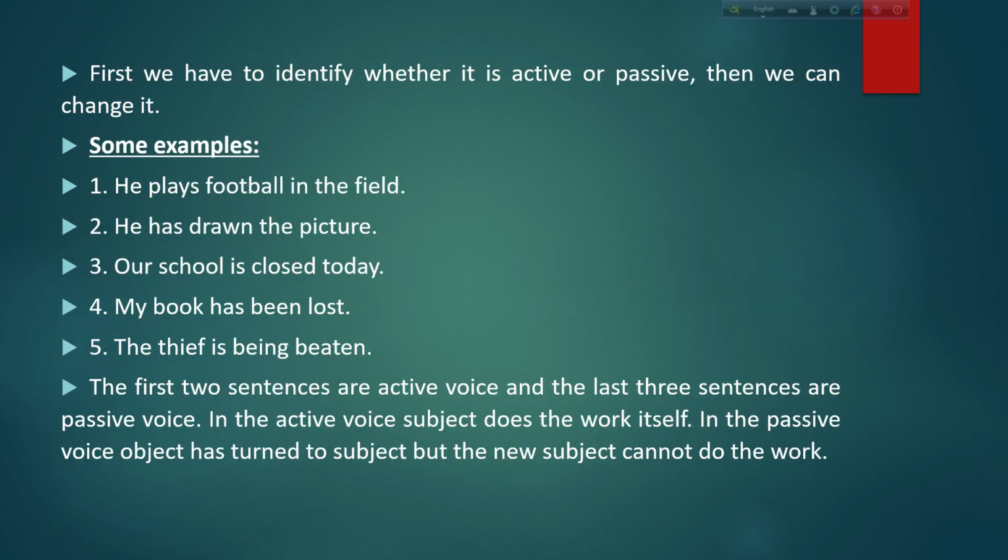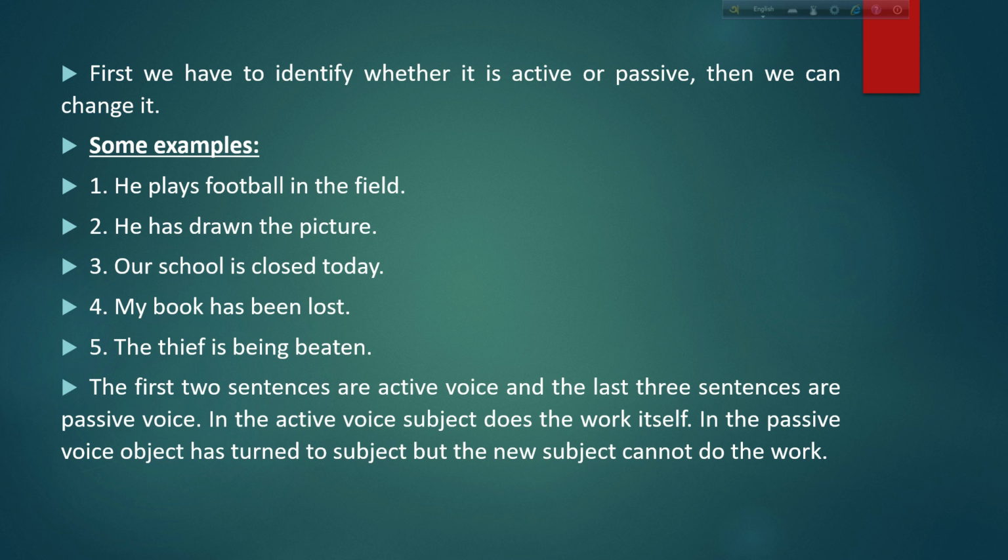So first we have to identify whether it is active or passive voice. Then we can change it. If we don't get whether the sentence is active or passive, then it might be a problem for us to change the voice. So here I have given 5 examples where I'm going to show you how we can detect whether the sentence is in active voice or passive voice. If you get that, then you can easily change it into the opposite voice. If it is active, you change into passive. If it is passive, you change into active voice.